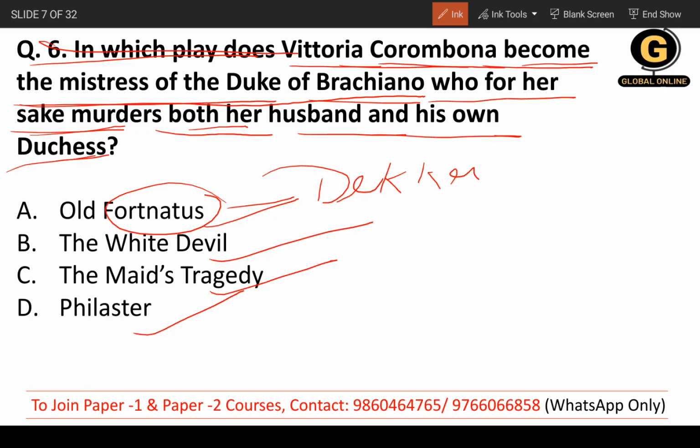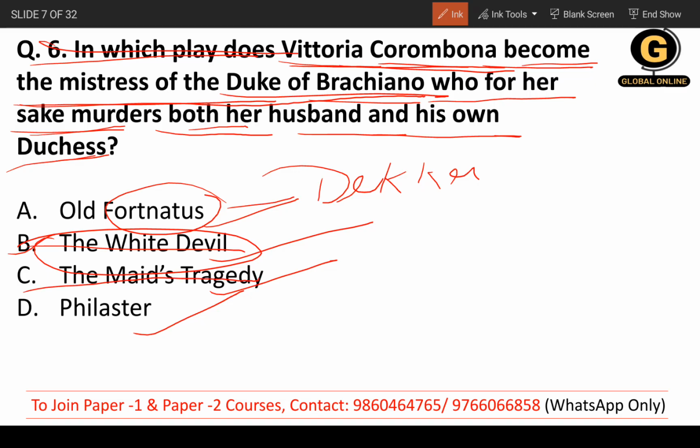Now the second thing, The White Devil. The White Devil has the characters Vittoria Corombona and Duke of Bresciano. So here you can see the correct answer is the second one, The White Devil. Still we need to consider the other options. So let me tell you more about it.